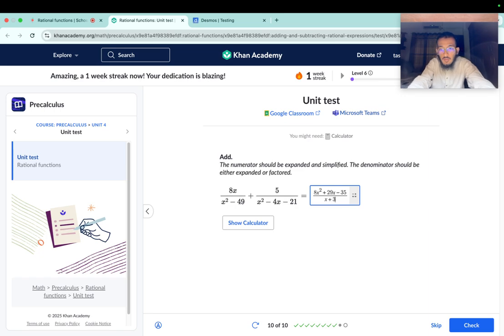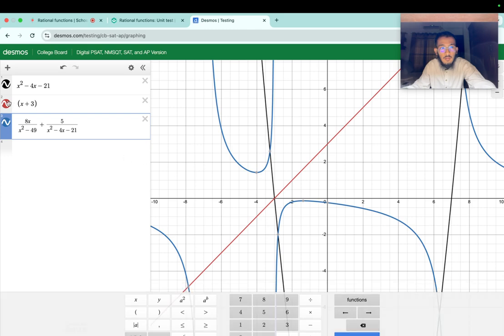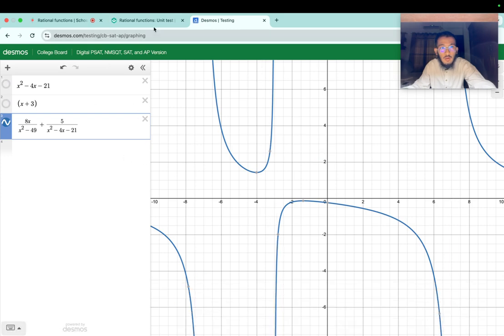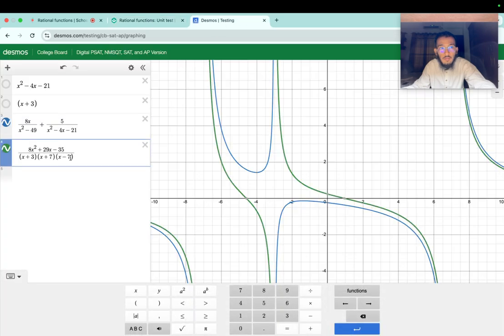x plus 3, x plus 7. What is wrong with this? (x plus 3)(x plus 7)(x minus 7). Okay, so this is what we should have. Let's check whether our answer is valid or not. Both should be the same graph.